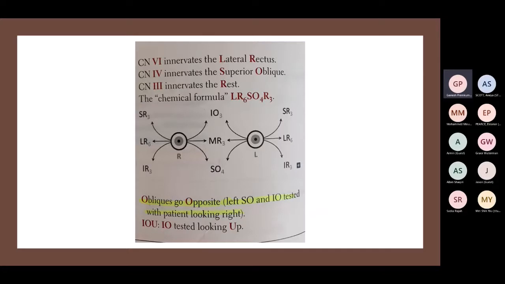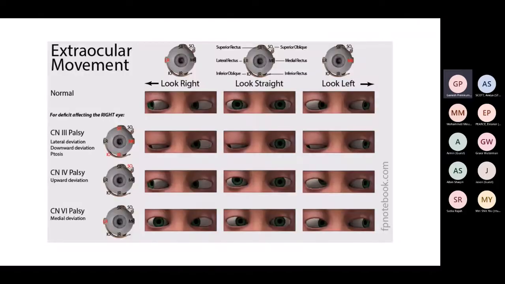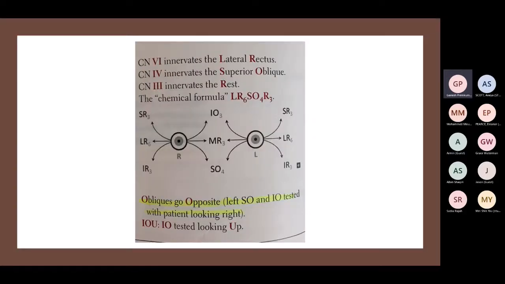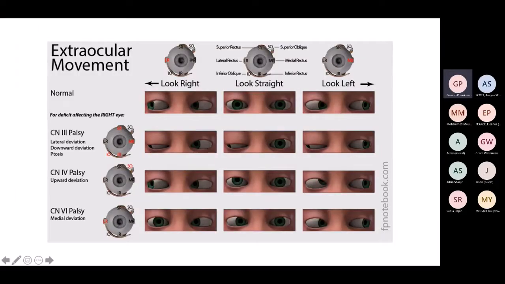Okay, so now we come to the cranial nerves. This chemical formula, if you can remember it, I'm sure you can: LR6, SO4, R3. Lateral rectus is cranial nerve 6, superior oblique cranial nerve 4, and the rest is all cranial nerve 3. Okay, so let's break this down. Unfortunately, I don't think we do have a picture. I think it'd be a little bit better to teach it this way.